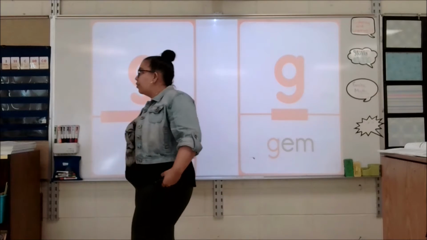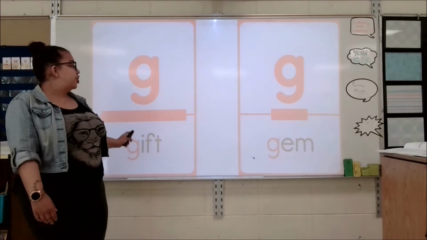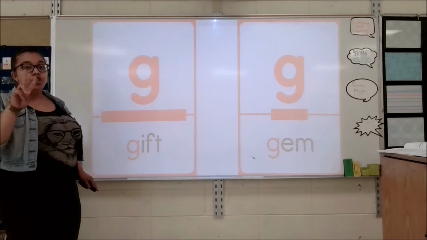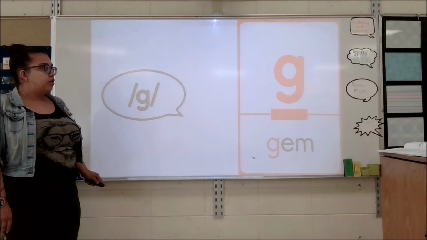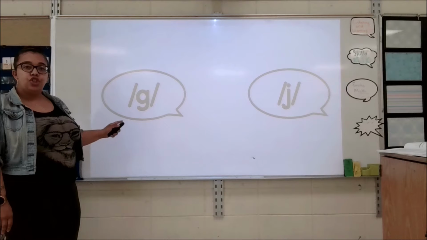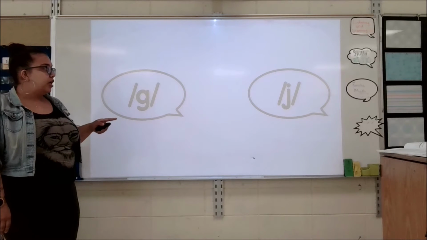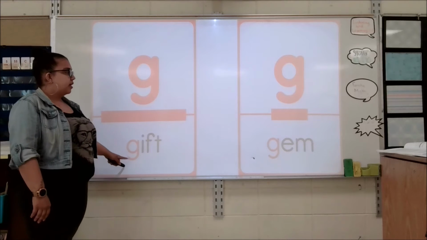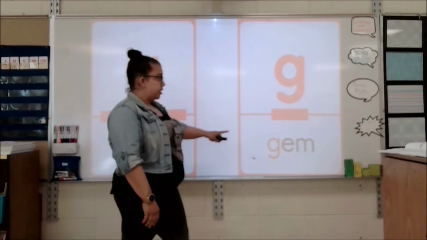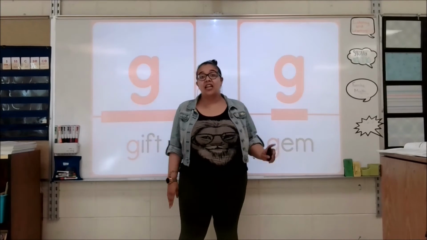All right, so today we're going to review the letter G, because the letter G is a busybody. The letter G has two distinct sounds. It can go G and it can go J. Most of the time it says G, but sometimes, a good bit of the time, it does say J.